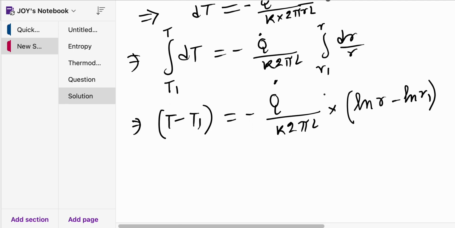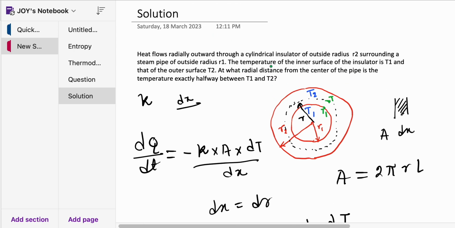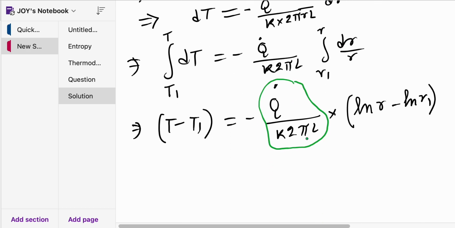Now this q dot by k 2 pi l we don't know, but let's see what information is given in this question. One piece of information given is that the temperature of the inner surface is T1 and the outer surface is T2. We know the temperature of the outer surface, so we will use this information to get rid of this factor.